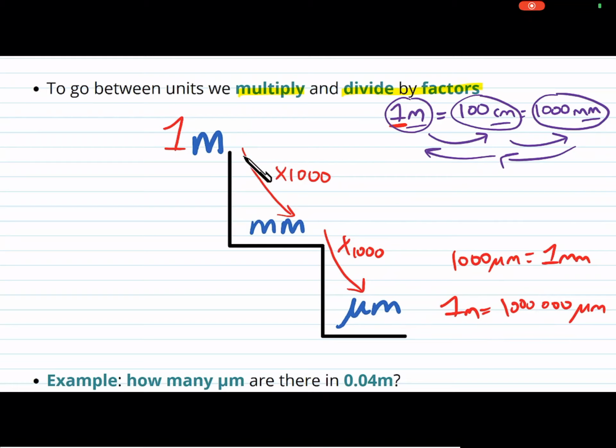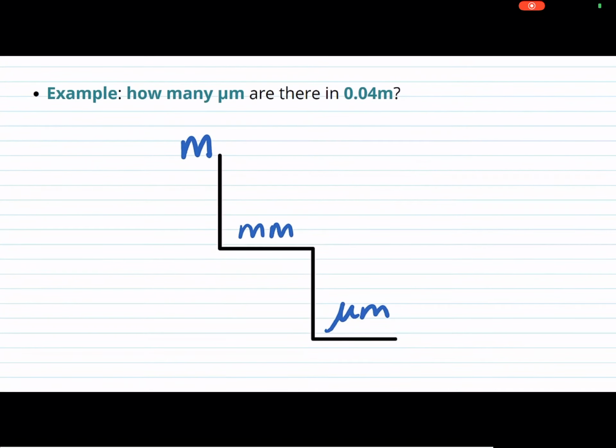So if you're ever going smaller, you multiply by however many there are in that previous stage. If you're going back up, you would divide by the factor. So if you were given the idea that there was 1,000 millimeters, how many meters is this? Well, to go back up to a bigger scale, how many millimeters are there? And then you divide by that number. So let's work through an example. The question says, how many micrometers are there in 0.04 meters? Well, we've got 0.04 meters is the distance, and we want to express this in micrometers.